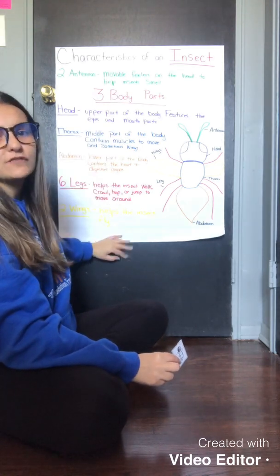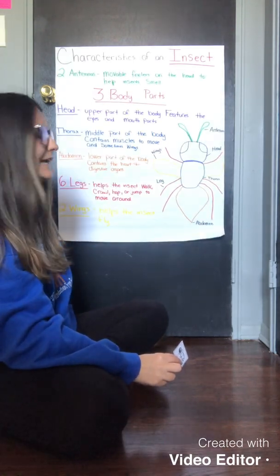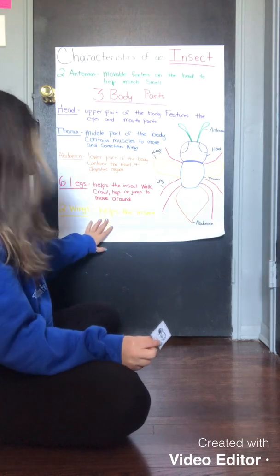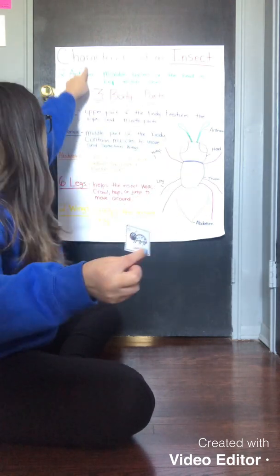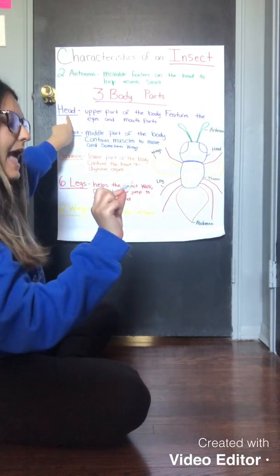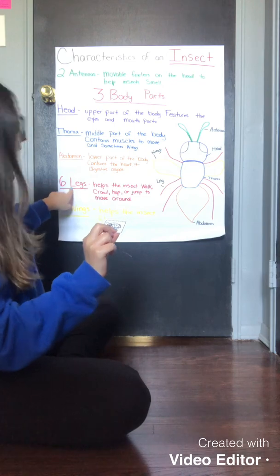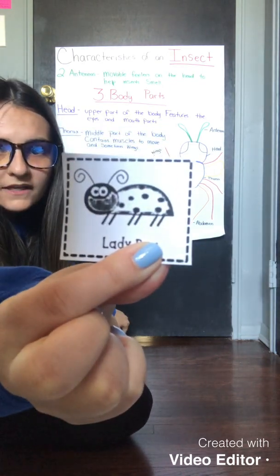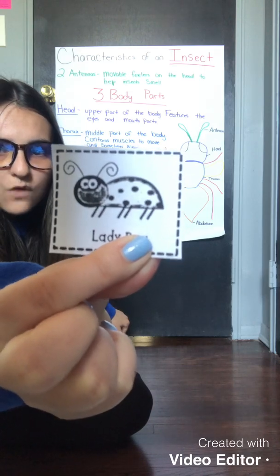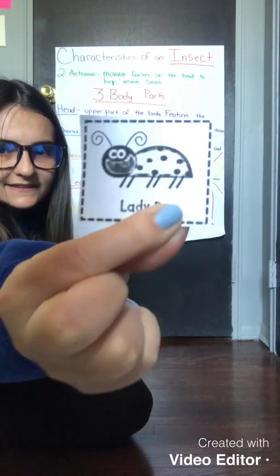So I'm going to go look at my chart over here. And I can take a picture of this chart and also post it if you guys would like at home, so you can also follow along on that. And I see that this one has 2 antennas at the top, so check. I see a head, and I see 6 legs. Count them with me. 1, 2, 3, 4, 5, 6. So that means that this little ladybug, which you guys can also color, is an insect.